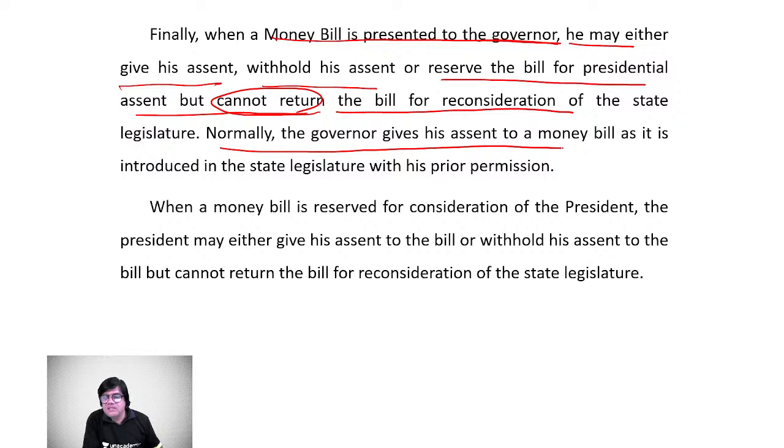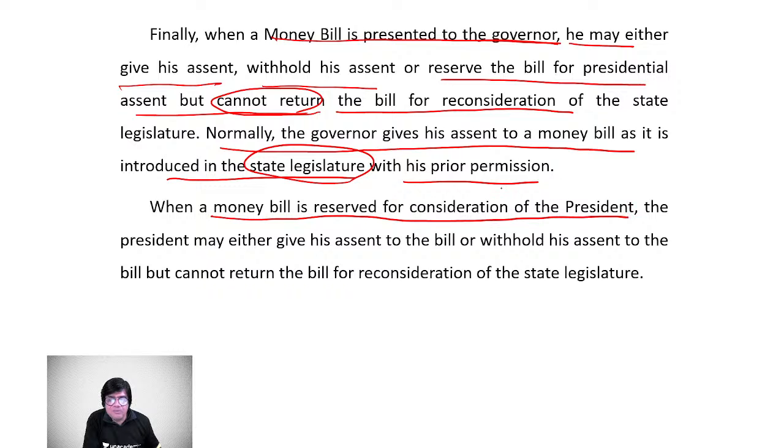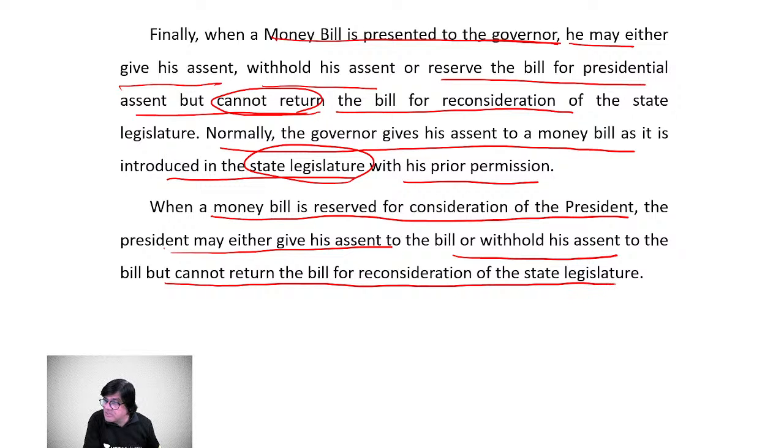Normally, the governor gives his assent to a money bill, as it is introduced in the state legislature only with his prior permission. When a money bill is reserved for the consideration of the president, the president may either give his assent or withhold his assent, but he cannot return the bill for reconsideration of the state legislature. If it is a money bill, then the president also cannot return it for reconsideration. Either he has to accept it or reject it.